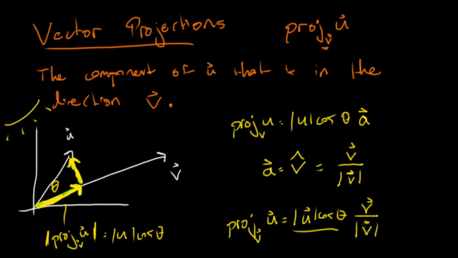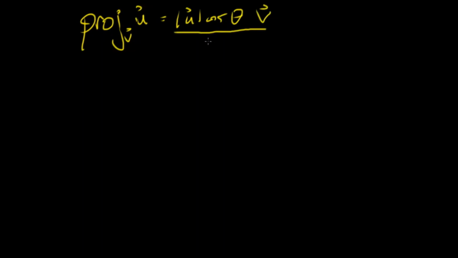This is a scalar, this is a vector. So we are going to have a vector quantity. We are going to get a vector in the direction of v with magnitude the component of u in the direction of v. So this is what we have so far. We have the projection of u onto v is the magnitude of u cosine theta times the vector v, all divided by the magnitude of the vector v. All right, this is the projection.